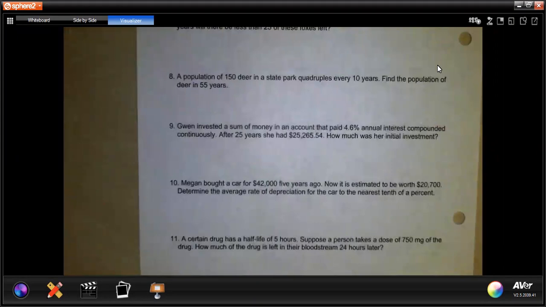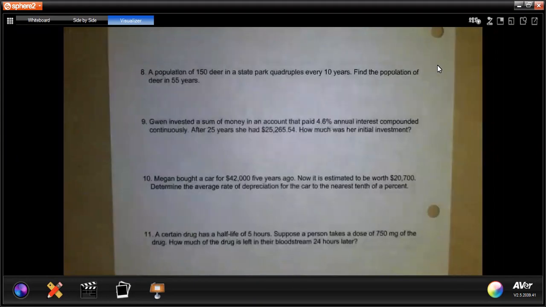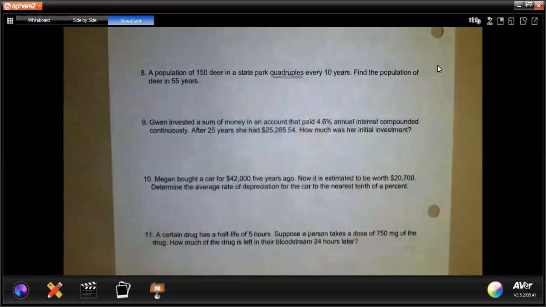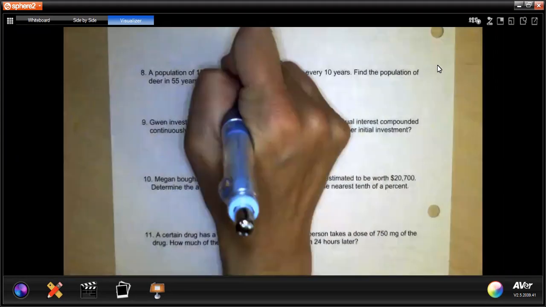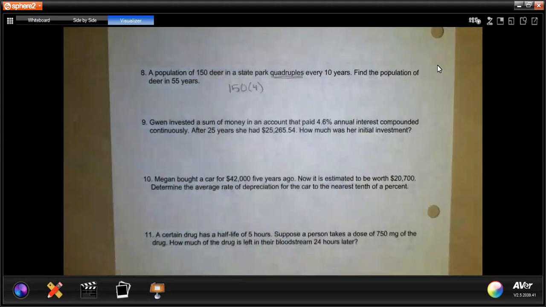All right. We're going to go to number 8 now, and it says a population of 150 deer in a state park quadruples every 10 years. Find the population of deer in 55 years. All right, so it says quadruples. So in this case, it's giving me that growth factor. So we start with the 150. It is quadrupling, which means we're multiplying it times 4.